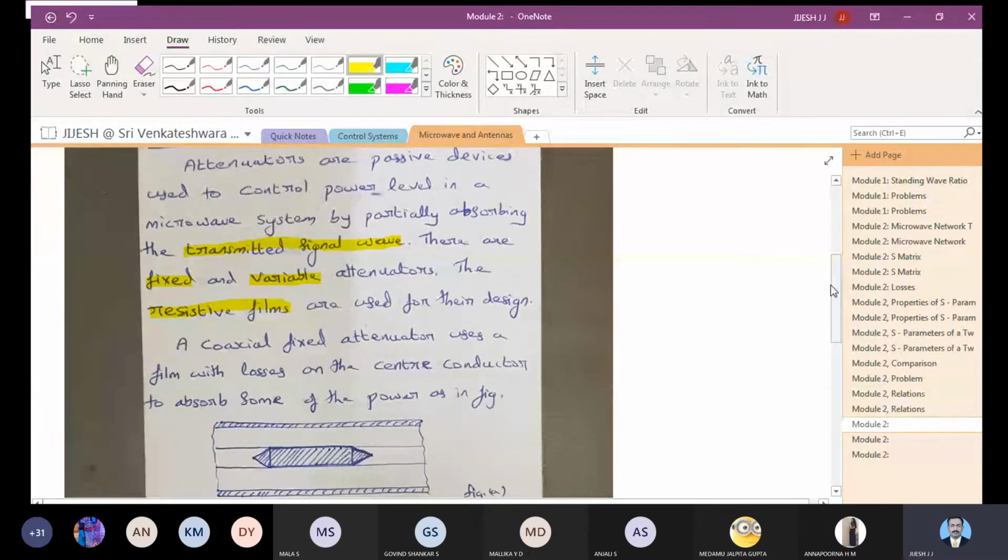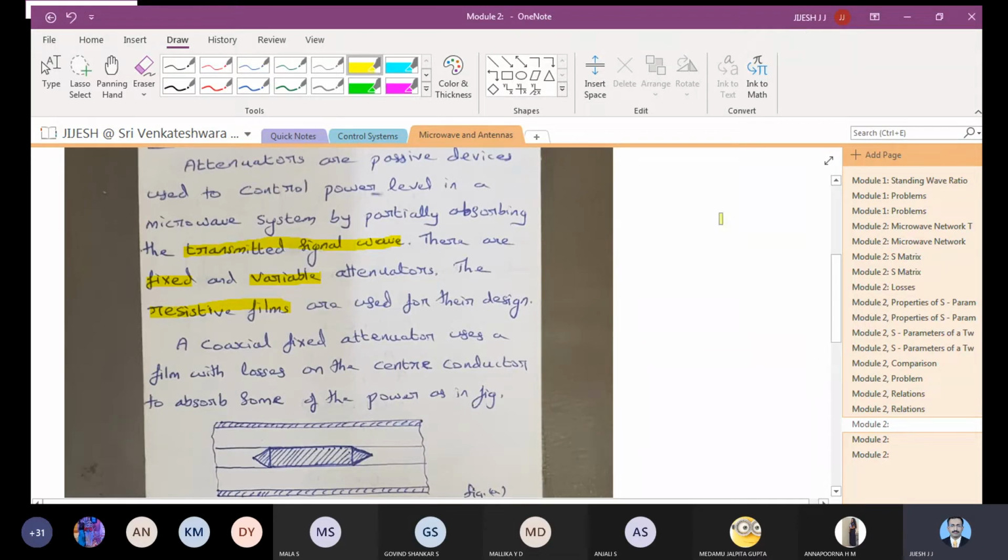All these points you should keep in your mind: they absorb the power level, they are used for absorbing the transmitted signal wave. You have two types basically, fixed and variable, and thin resistive films are used for the design of the system. All these are the points you have to add when you write the answer for attenuators.